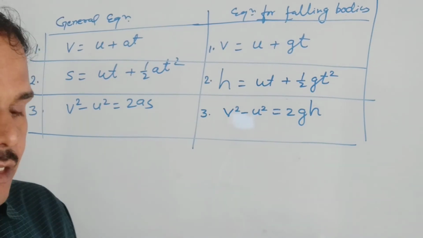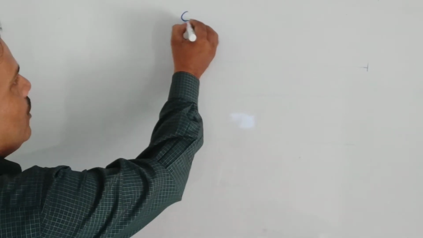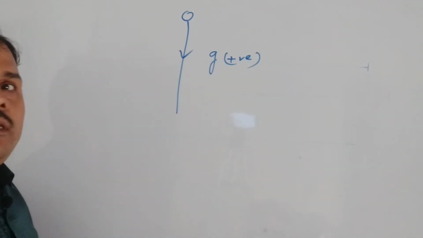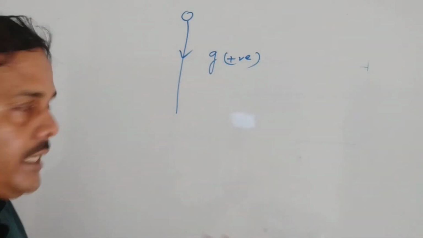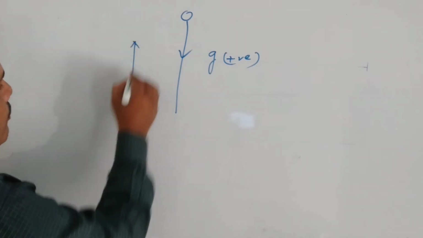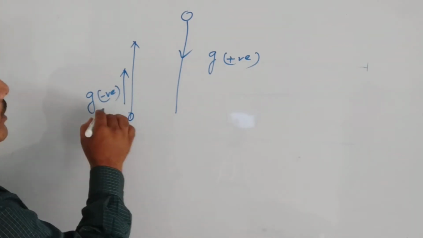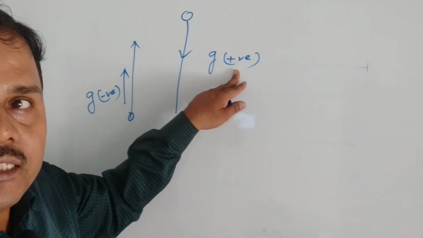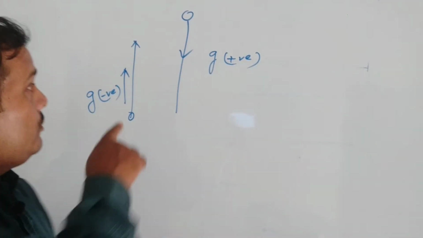Now these are the things. Now most important, what we will use for g. Suppose any object is falling, going downward, in that case you take g positive. When the object is falling you take g positive. Why? Because it is attracted by the earth or the planet. Another thing, if you throw any ball upward, in that case g is taken as negative. So keep these things in mind: while falling, any object has g taken as positive, and for throwing the ball or any stone, g is taken as negative.